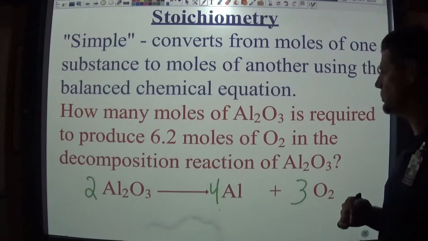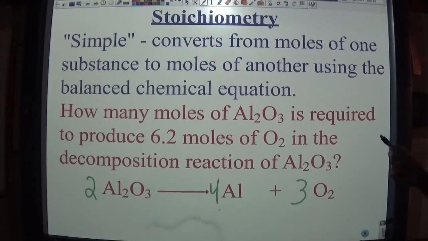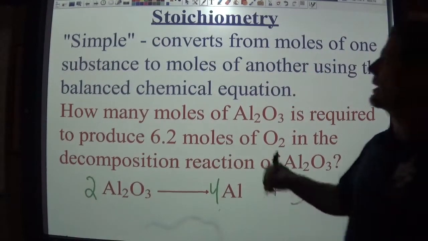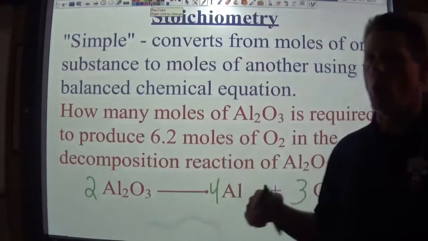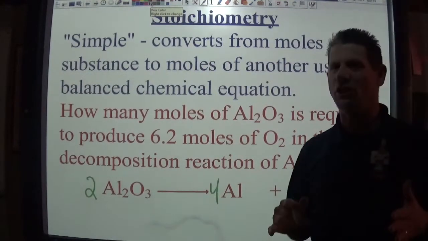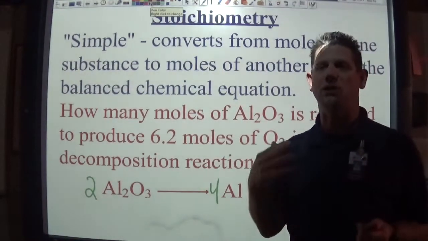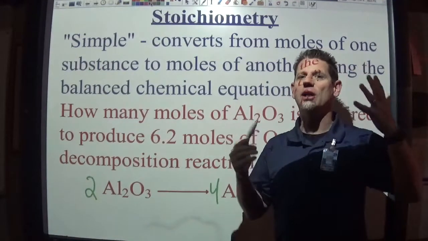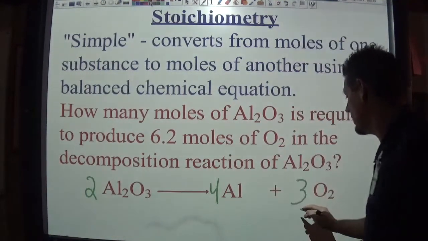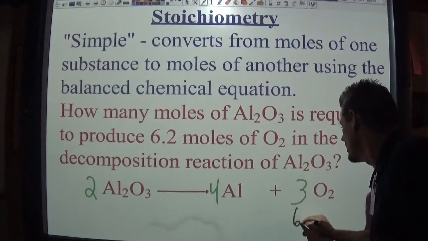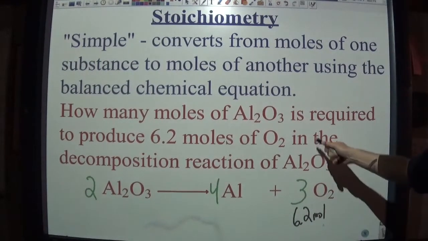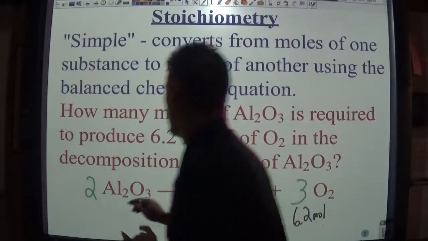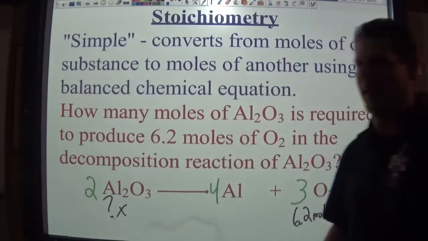So at this point, if I wanted to know how many moles of this is required to make 6.2 of this, my recommendation to you is when you do these, label moles underneath that sample. And again, you're not going to be able to do these in your head, especially as we get to 2 and 3 step stoichiometry. You're going to need to do these on paper. So I'm going to write underneath that sample 6.2 moles of this, and I want to know how many moles of Al2O3 are required. So this is my unknown, we can call that X, right?